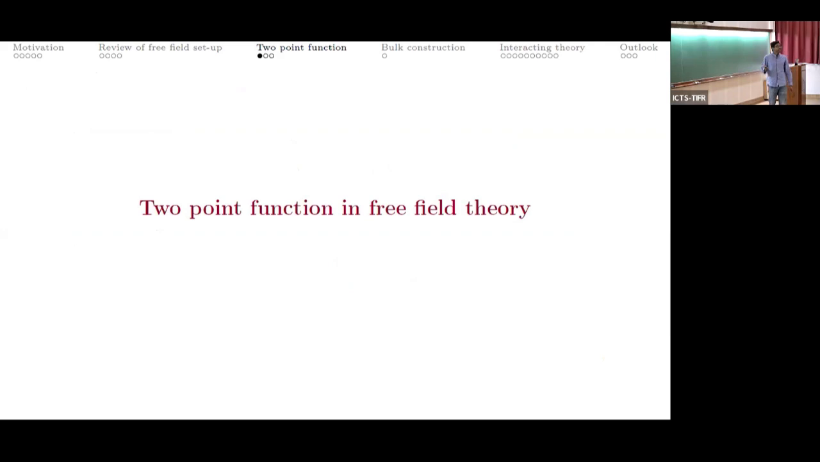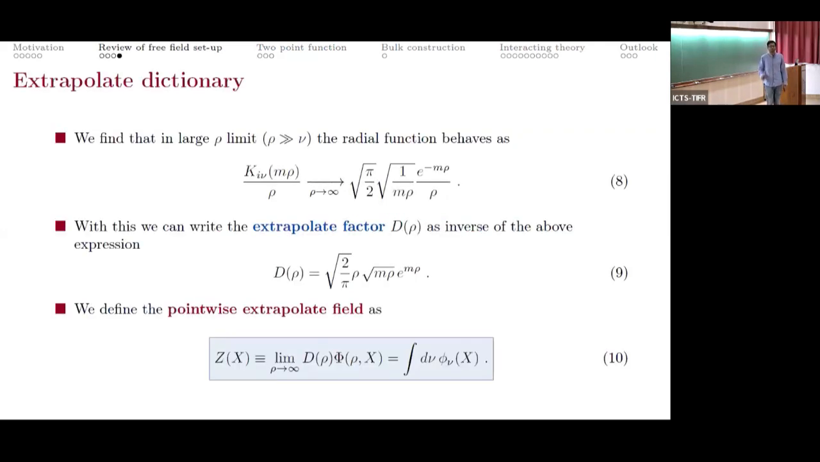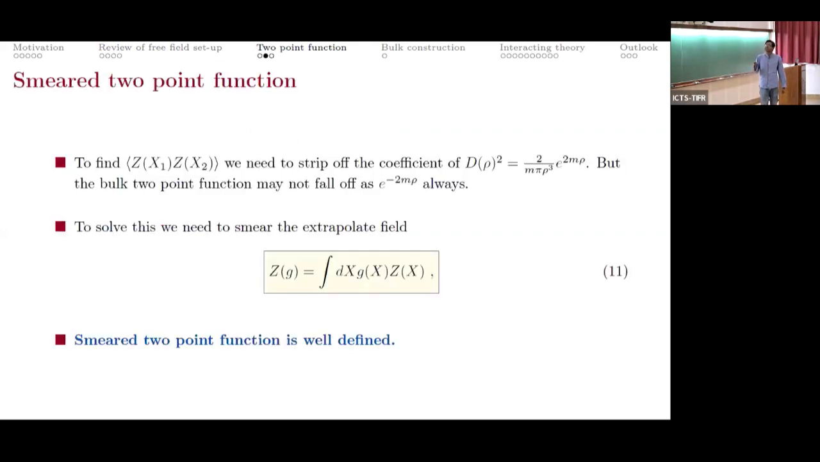Now, can I do a field theory with this Z(X)? That's the question. Can I study some field theory with this Z(X)? Okay, this paper with Alok, Shubhrot, Pushkal and other people, they actually studied the 2-point function of this field. When you study the 2-point function, it's not always true that it falls off like e to the power minus 2 m rho, because one is going like e to the power m rho and another is also going like e to the power m rho. So the total goes like e to the power minus 2 m rho, but it's not always true.